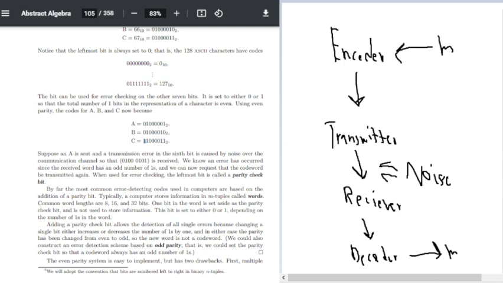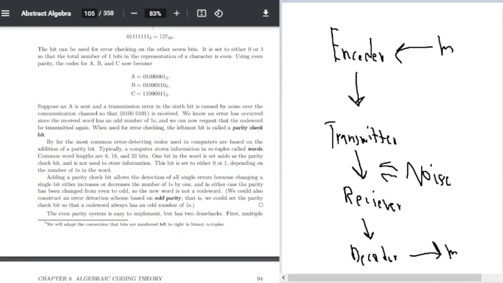However, assume that this was set to 0 for a second. Then we would have an odd number of 1s, so we would have a non-zero parity. In order to fix that, we change the 0 at the beginning to a 1, so that it's always an even number. Suppose an A is sent and a transmission error in the 6th bit is caused by noise over the communication channel, so that 01000101 is received. We know an error has occurred, since the received word has an odd number of 1s, and we can now request that the code word be transmitted again.